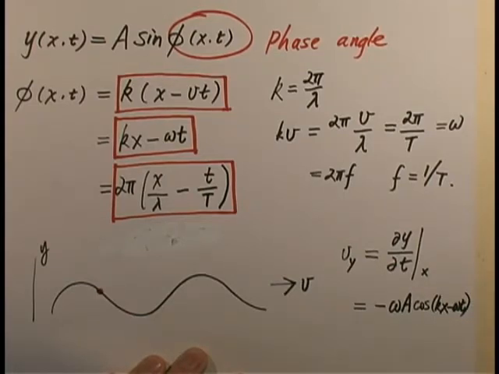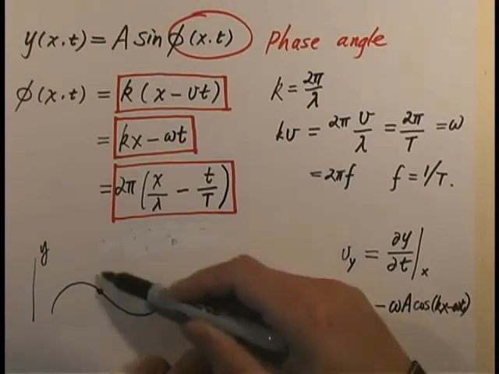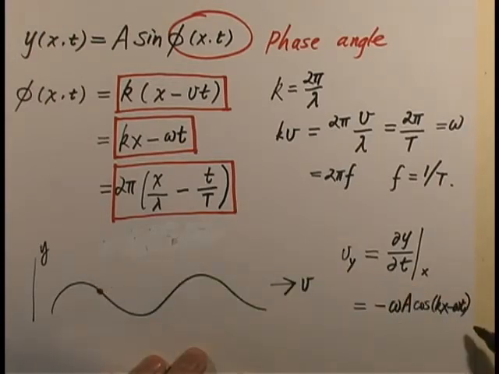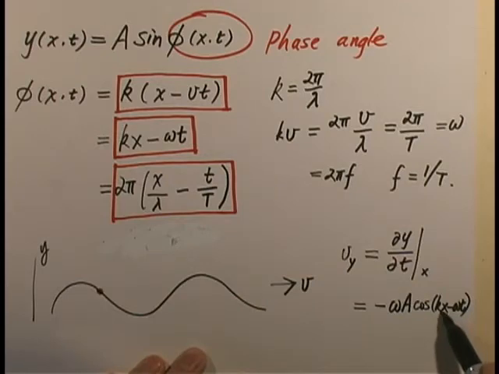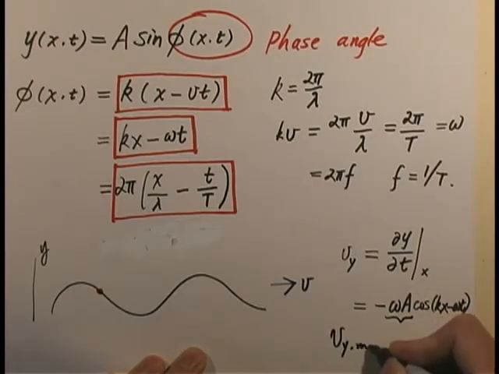So you see, Vy, the velocity of this oscillator going up and down in the y direction, obviously does change over time. How does it change over time? It changes in a sinusoidal fashion, like a sine or cosine function. And remember, x is fixed because we're looking at this one oscillator, not any other oscillator. So kx is basically just a constant. Over time, it changes like cosine omega t. So you see, it is a simple harmonic oscillator. What is the magnitude of the maximum velocity? Well, that will be omega times A. So Vy maximum is omega times A.